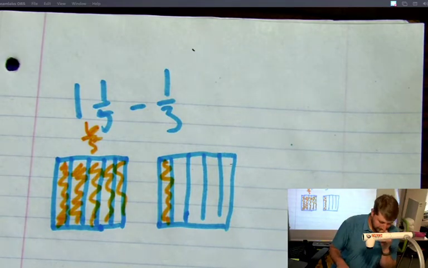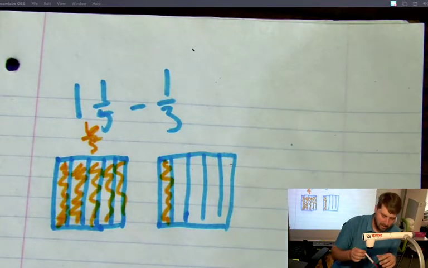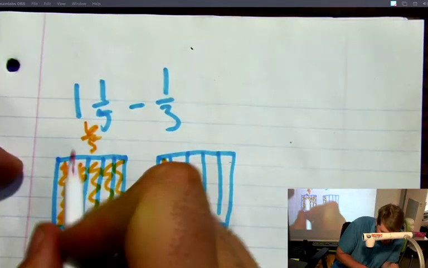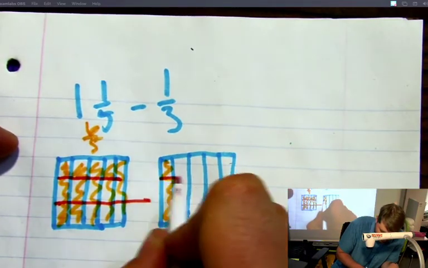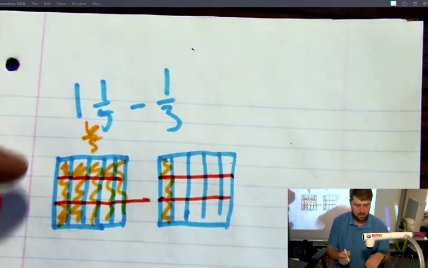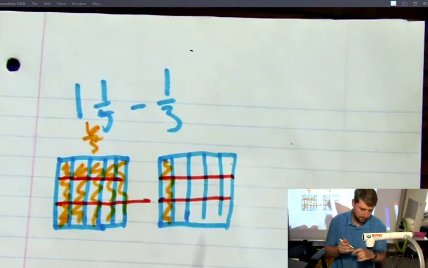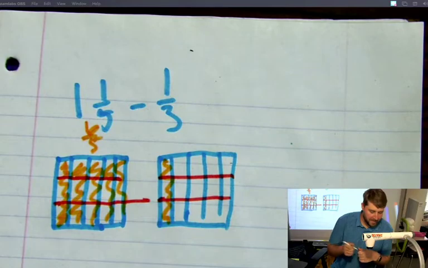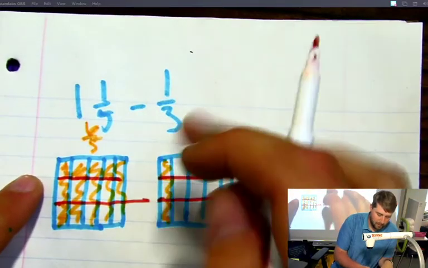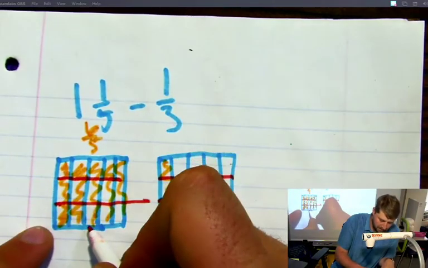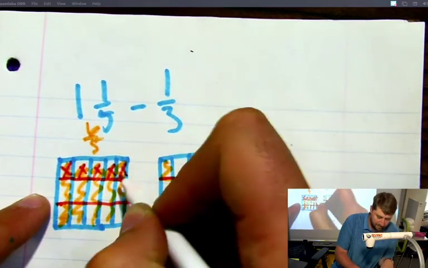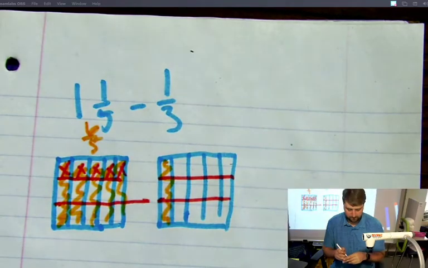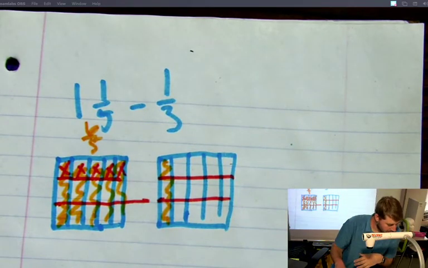So I know I'm going to have to cut these into thirds. And now this time I'm not going to draw my 1/3 over here. I'm just going to cut each of these into thirds. I know I need to cut them into thirds because our denominator is 3. So then I need to take away 1/3 from a whole. And look, we have cut this into 3 parts. So I'm going to cross out this whole third. Now we still have 2/3 in our whole left. But that's not going to help us.